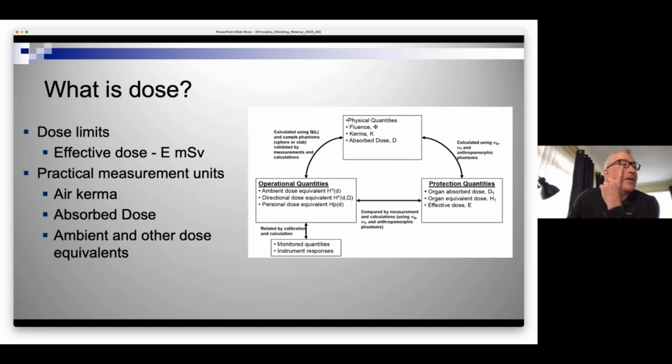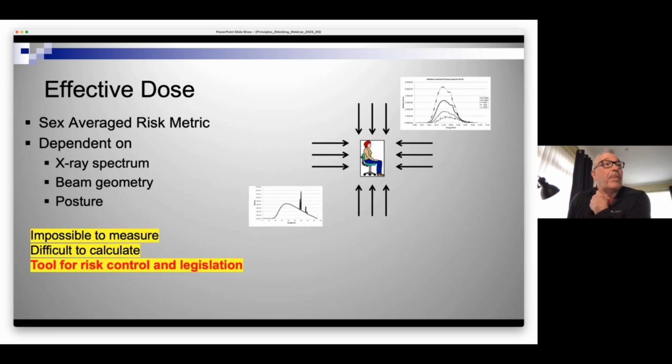So dose limits are expressed in terms of effective dose, and I'm sure everyone's seen this ICRP slide that shows how operational quantities, protection quantities, and physical quantities are related. Effective dose is, of course, a protection quantity, as are organ absorbed dose and organ equivalent dose. But the practical measurements that we can use, we can measure air kerma, we can measure ambient and other doses, and perhaps we can measure absorbed dose. We cannot measure effective dose.